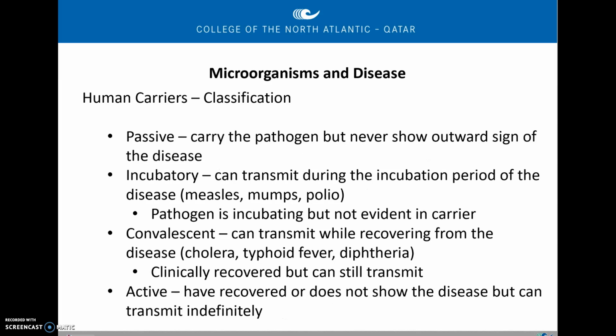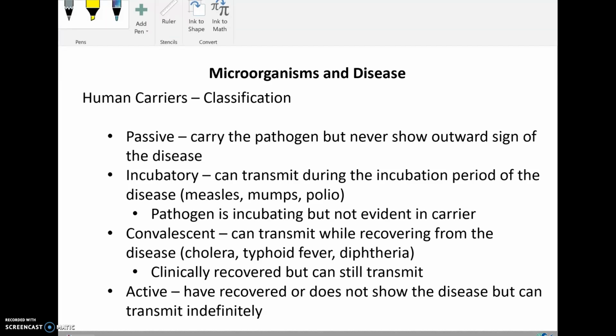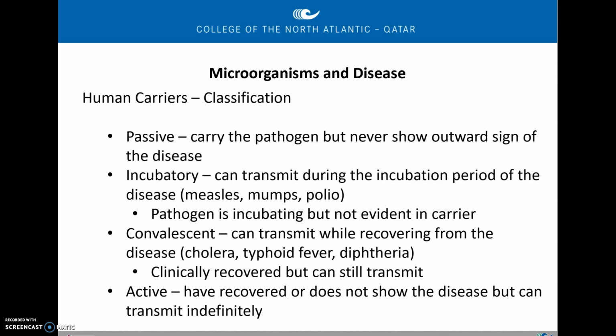Now, we often class people as carriers. A carrier means that this person has the infection and it's possible to transmit it to somebody else. We have a bunch of different types of carriers: passive, incubatory, convalescent, and active. These all represent different stages of infection in a person's life cycle, and how they carry the pathogen and how they may transmit it.